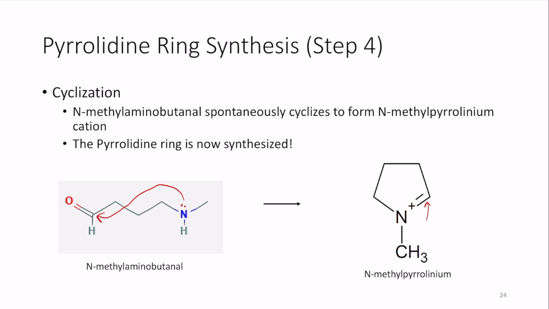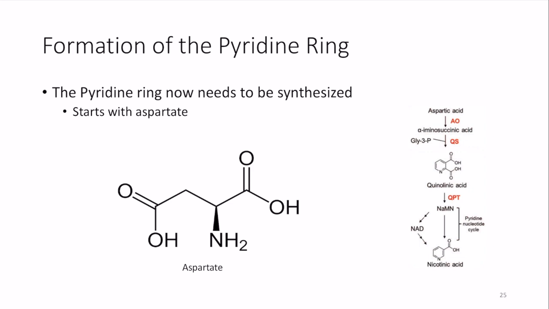So now we have the pyrrolidine ring synthesized. Now we can look back and we can see that the other part of nicotine that had to be synthesized was the pyridine ring. The synthesis of the pyridine ring starts with aspartate.